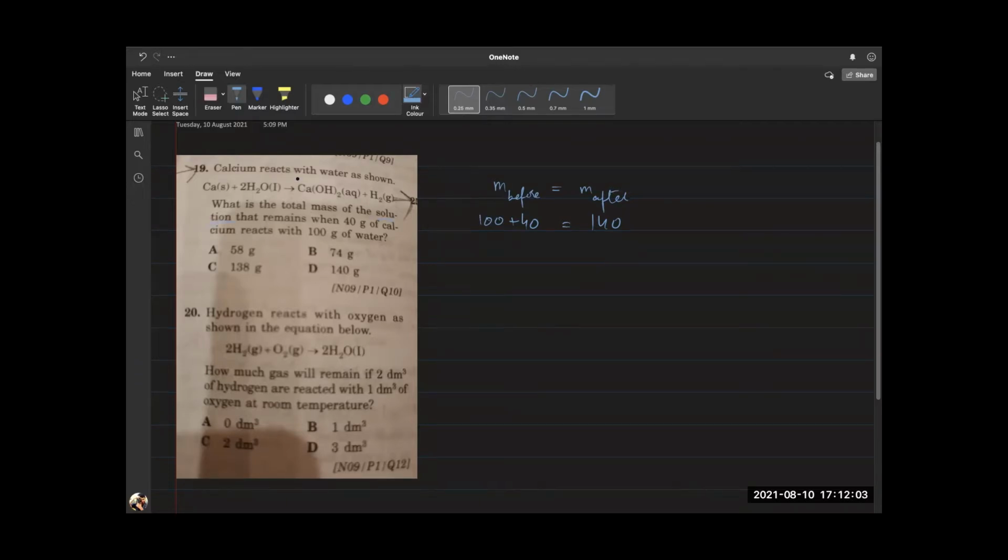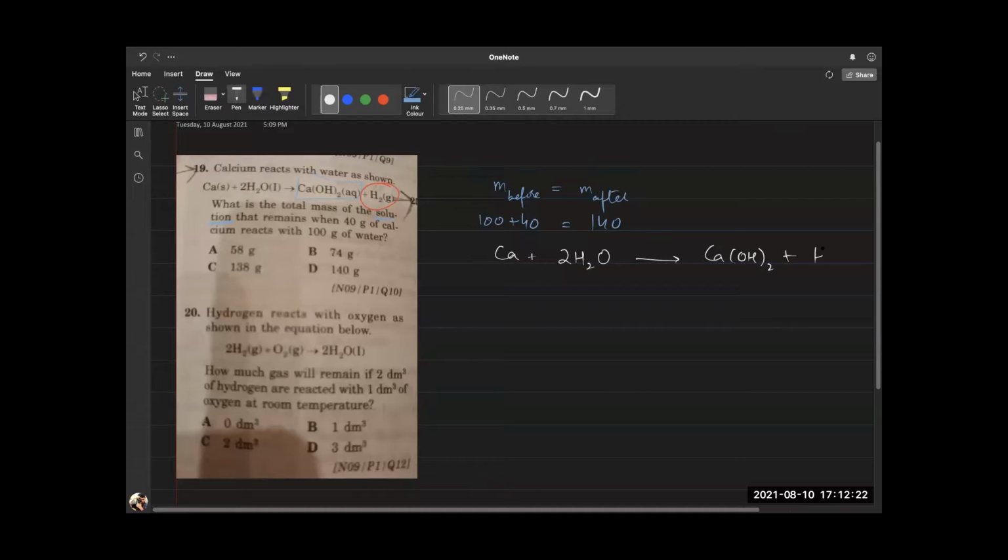So what is in the solution? This calcium hydroxide and anything that's left over from here. What is not in the solution? Hydrogen gas. Okay, so let's see. If you had calcium plus 2H2O making this thing, then what you need to figure out is which one is in excess.